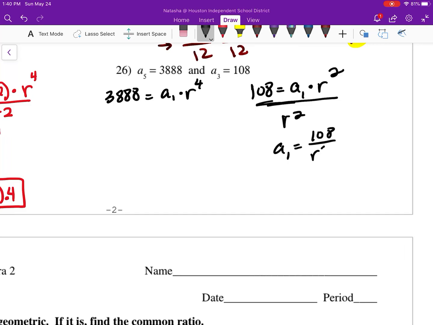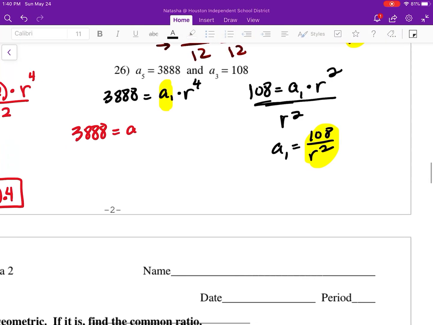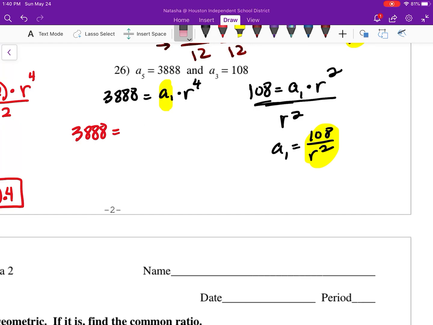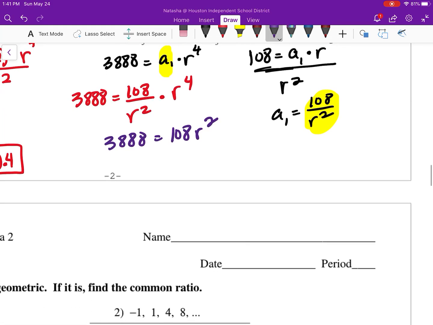He wants attention. So my first term is going to be equal to 108 divided by r squared. So again, I'm going to take that 108 divided by r squared and substitute it in for our a1. So this is going to be 3,888 is equal to 108 divided by r squared times r to the 4th. So then this is going to become 3,888 is equal to 108 r squared, because 4 minus 2 is 2.